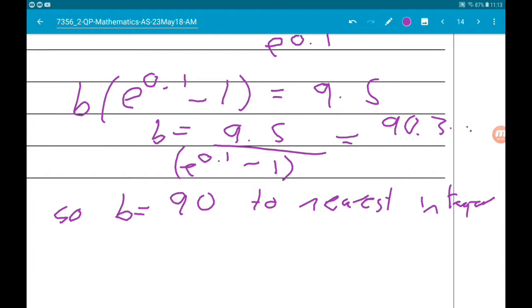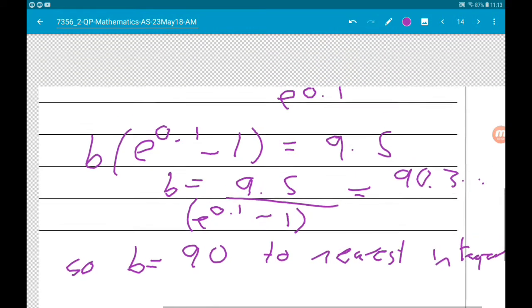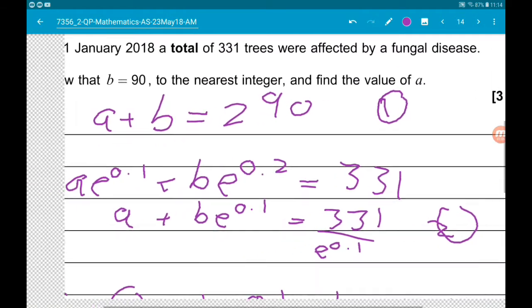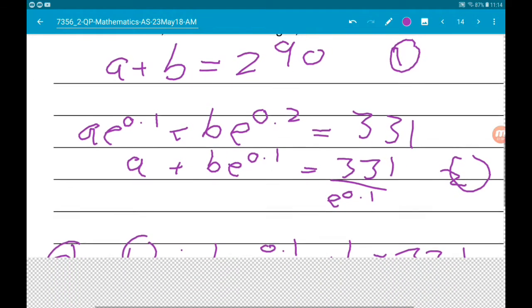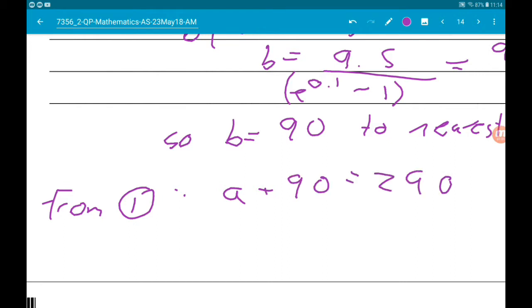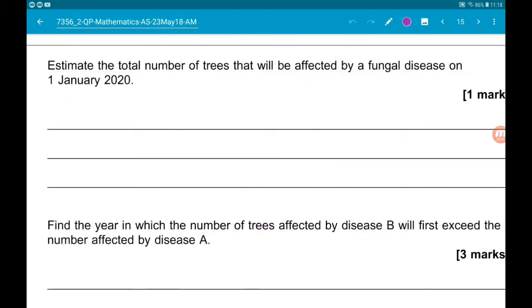So, good news, it's a lot easier to find A. Remember that we know from equation 1, A plus B is 290. So, from equation 1, A plus 90 is 290. Therefore, A is 200. Cool.